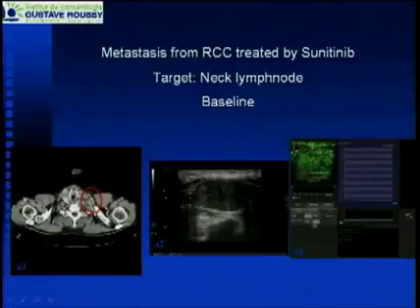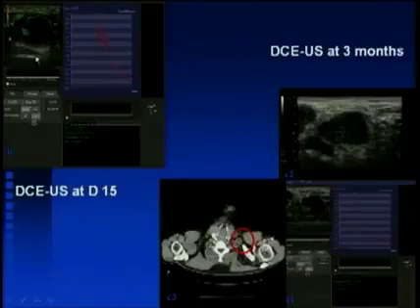Another example, a patient with a very small metastasis in the neck, you could check on the CT scan. You use the superficial probe, so this is a lymph node, the tumor, and you inject. This is a very vascularized lesion. And in fact, after 2 weeks, we have a strong dramatic decrease of this vascularization with only this very small vascularized area.